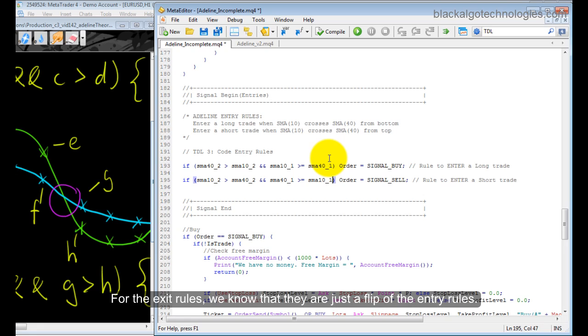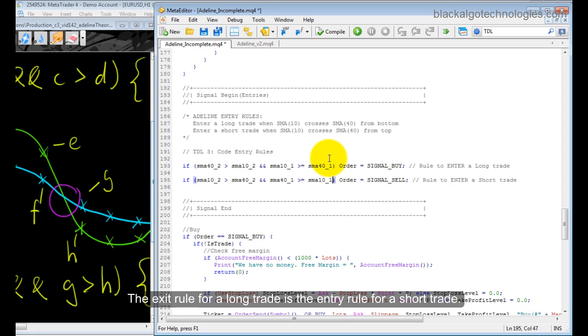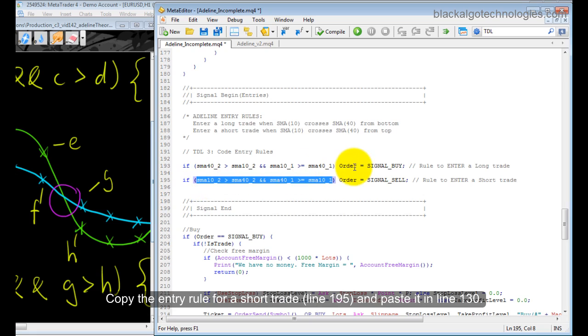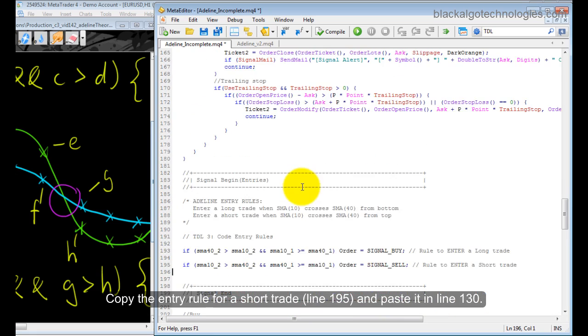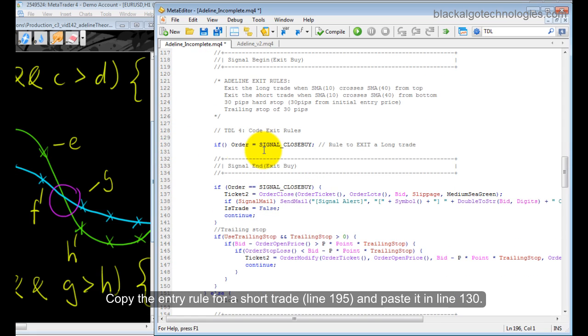For the exit rules, we know that it is just a flip of the entry rule. So the exit rule for a long trade is the same as the starting rule for a short trade. So it's this portion. Let me copy this, the rule for a short trade. Go to the exit rules portion on line 130. Paste it in.